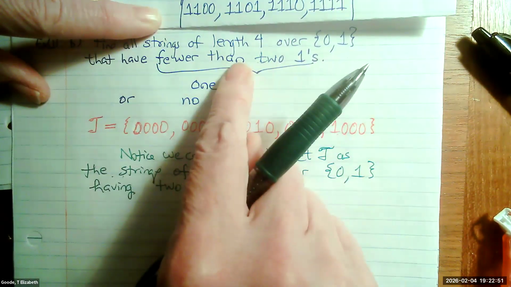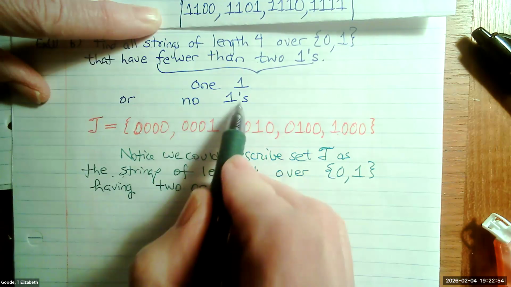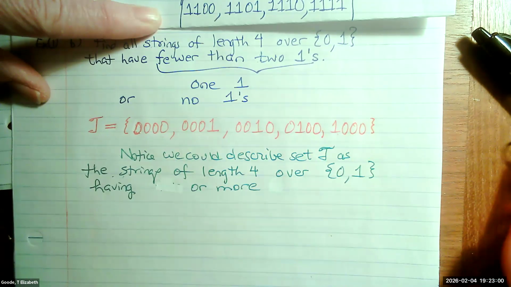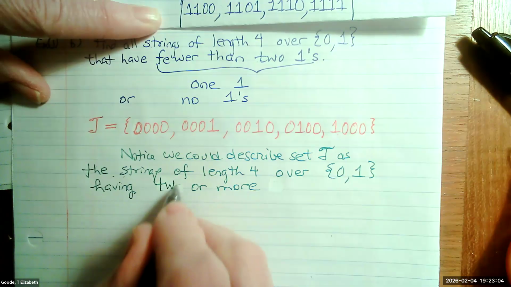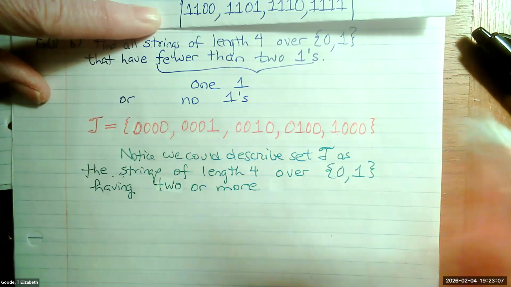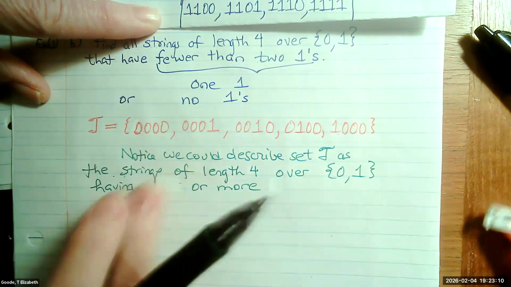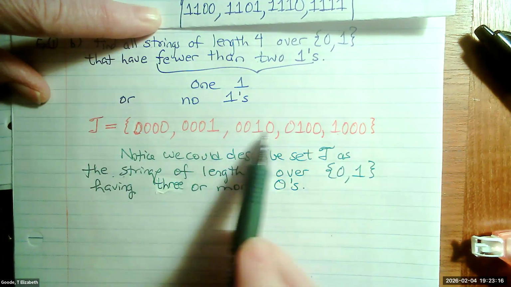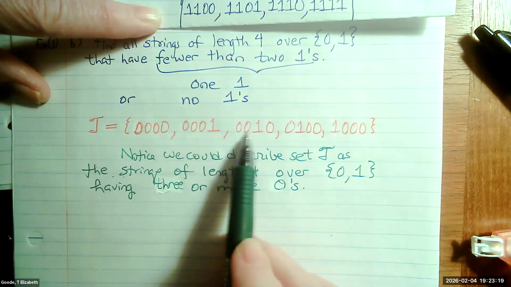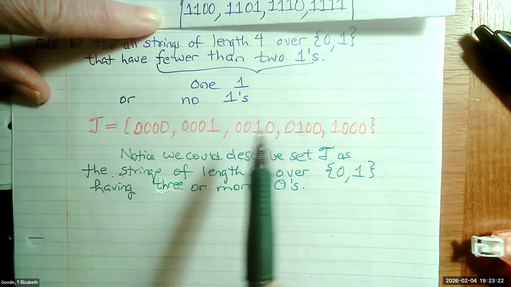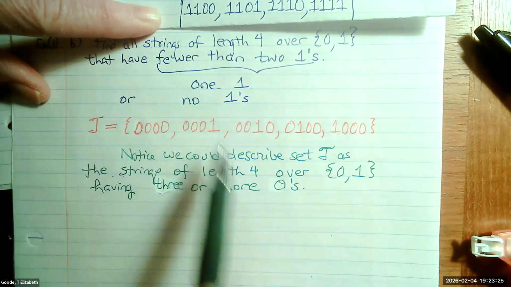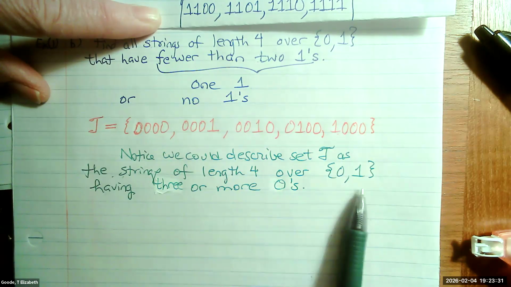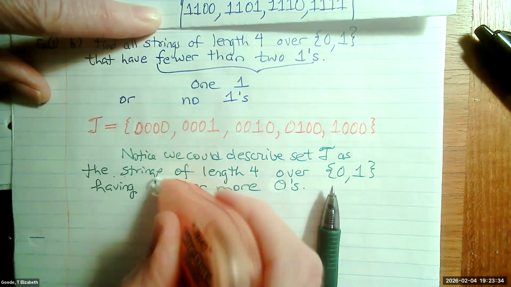If they have fewer than 2 ones, it means they either have 1 or no ones, which means they have 3 or more 0s. Yep, these are the ones that have 3 or more 0s. This one has 4 0s, and these other ones all have 3 0s, right? Because if the string has one 1, it's got 3 0s. If the string has no ones, it's got 4 0s. Does that make sense?